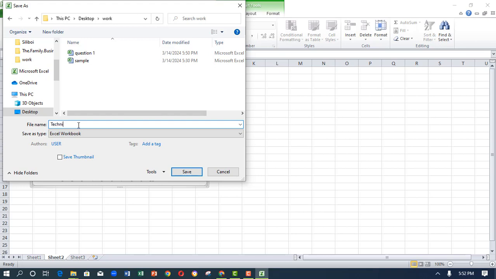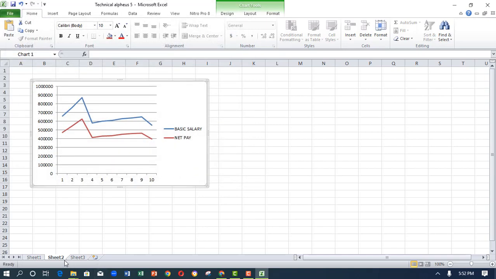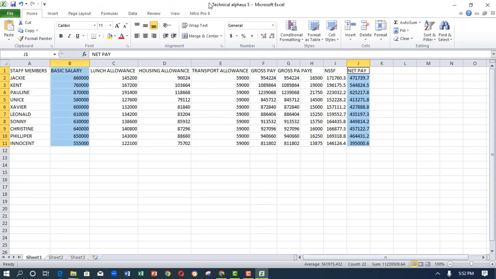It is technical alphas, like that. Then after that, the number we can say 5. Then we click on save. So you see that now our work has changed the name. At first it was called question 1, but this time around it is called technical alphas 5.